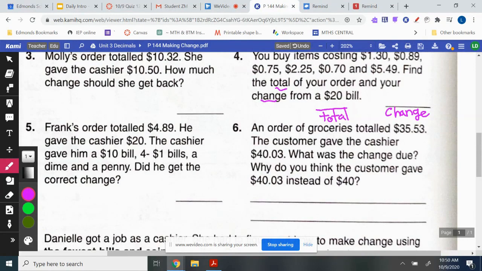Then they want to know on number 4. So let's put the change. So when we do this, when we subtract 20 from 489, we want to see if we had the right amount. Then they're going to give us amounts. So you need to add these up. And you're going to find out if you got the right amount.